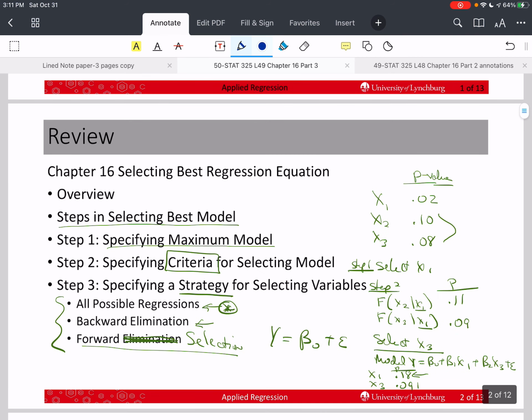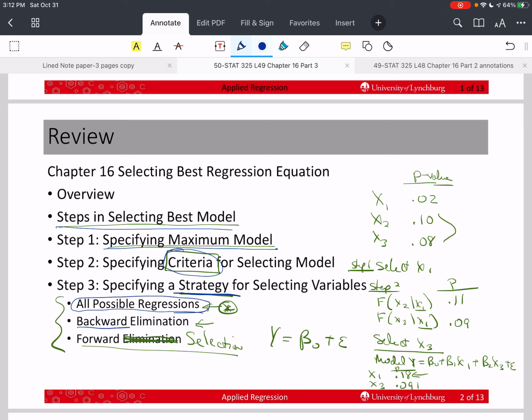So we're discussing how to select the best model. We talked about the steps in selecting the best model: specifying the maximal model, choosing a criteria for selecting the variables in the model, and a strategy, and that's where we are now. We've talked about all possible regressions, where you do all possible regressions, and that guarantees that you will see the best model of all of them. But sometimes that's prohibitive because of time or effort or computer power.